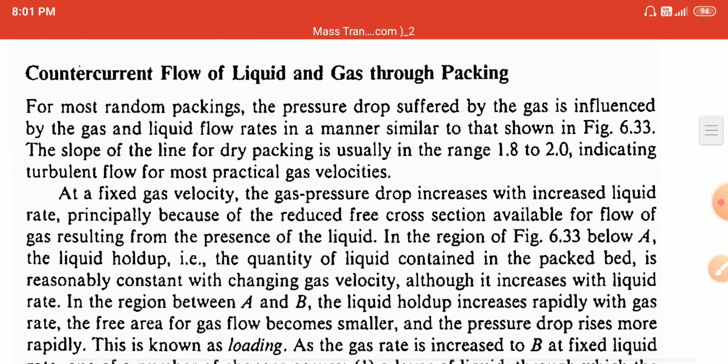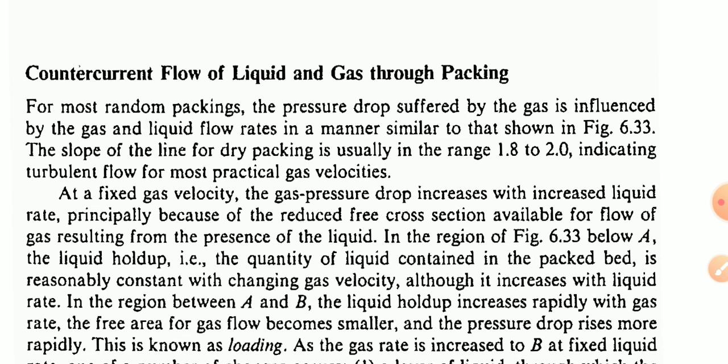This is a co-current flow of liquid and gas through the packing. For most of these packings, random packing, the pressure drop suffered by the gas is influenced by the gas and liquid flow rates in a manner similar to that shown in the figure. The slope of the line for dry packing is usually in the range indicating turbulent flow at most particle gas velocities.